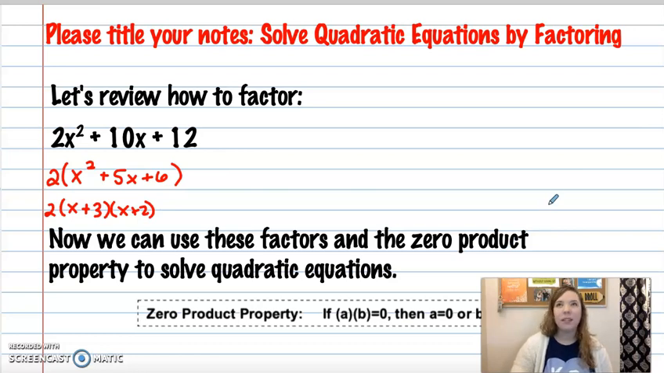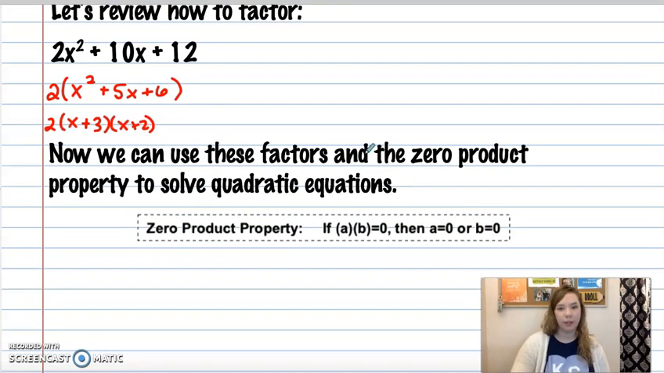So x plus 3 and x plus 2. Now, we've talked about this some, but not really in detail, so let's act like we haven't talked about it at all. It says now we can use these factors and the zero product property to solve quadratic equations. So the zero product property states that if I take a times b and it's 0, then either a or b has to be 0. So what that is saying is, remember for our quadratic equations, we want them equal to 0 on the right hand side to solve them. This is saying that one of these three pieces has to be 0.